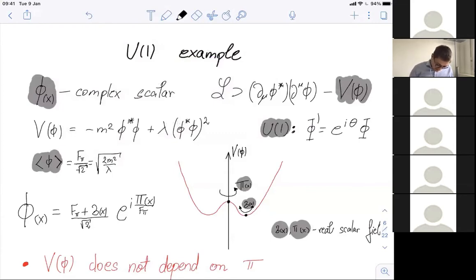There is an interesting representation of this field phi of x. You can write it in this form, where f pi is the vacuum expectation value. Then you have this sigma of x and then this pi of x here. And in the pi of x there is the same f pi in the exponent, simply to have the good canonical normalization of the pi field.